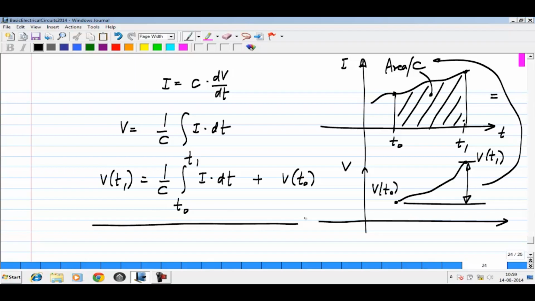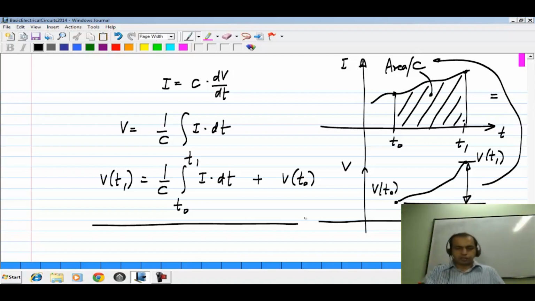Now, because of this integral relationship, there is some memory. The initial value of the capacitor's voltage appears here. So a capacitor is said to be an element with memory. It remembers what happened before. The voltage at a particular instant is not related to the current at that instant, but to the current at all the previous instants. That's why a capacitor has memory. This is also apparent from the terminology normally used to describe a capacitor, like it stores charge and so on.